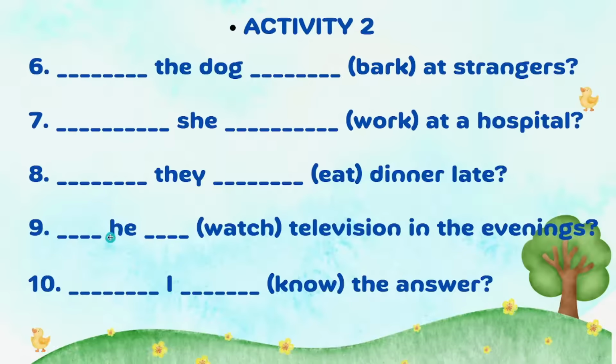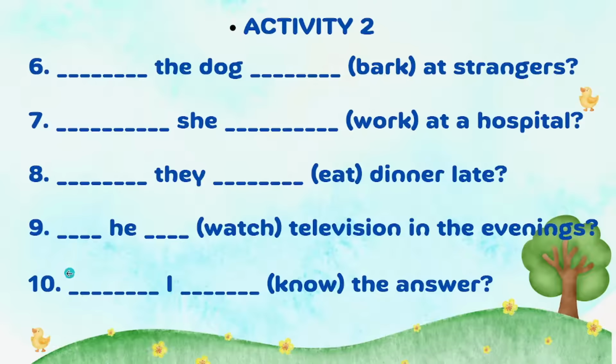Do. Again for the she, for the he. Okay, for he, she, it, what's the helping verb? Okay, it's does. So, we are going to use does he watch television in the evenings? Okay, that's for number 9.